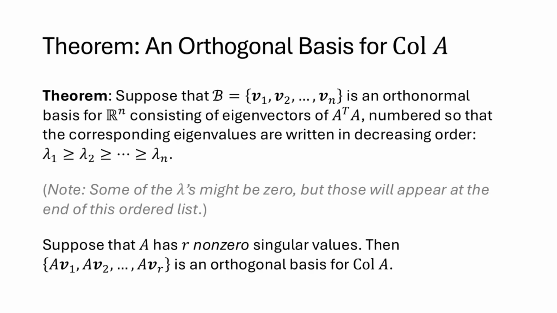So we suppose that A has r non-zero singular values, which is equivalent to saying that lambda 1 through lambda r are non-zero, and the rest of the list, whatever might be past the subscript r, those are all zeros. And so the theorem says that the vectors A v1, A v2, and so on up through A vr, those vectors form an orthogonal basis for the column space of A.